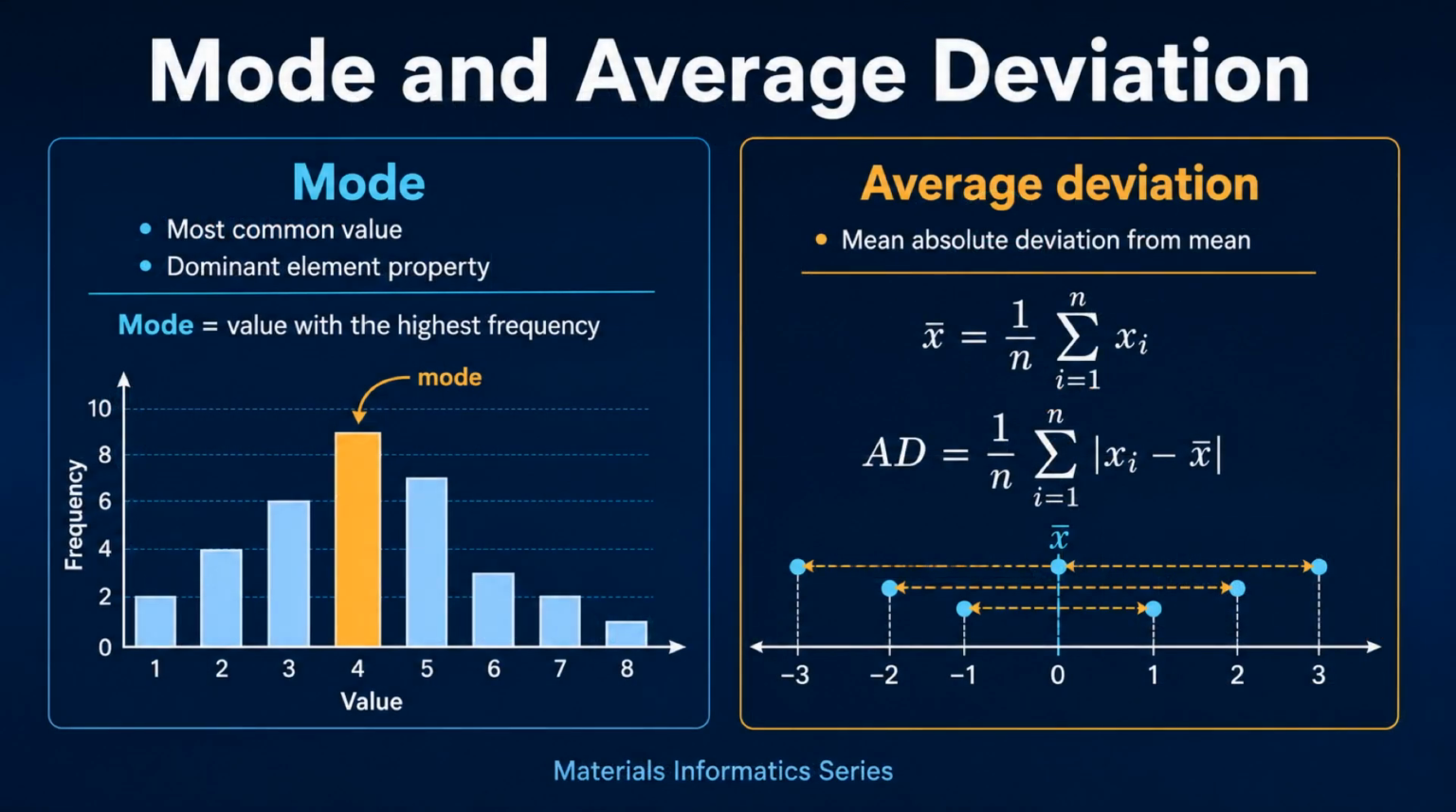Mode is the most frequently occurring value, determined by the dominant element's properties. In compositions with one major element and minor dopants, mode captures the host material's properties. Average deviation, or AVG-dev, is the mean absolute deviation from the mean value. It measures how spread out the elemental properties are. High AVG-dev indicates diverse elements with different properties, while low AVG-dev indicates chemically similar elements.